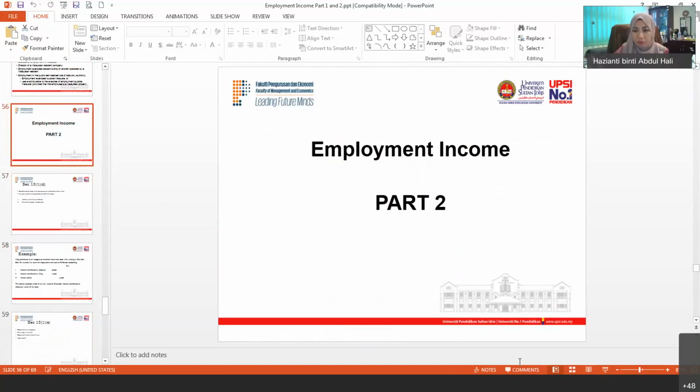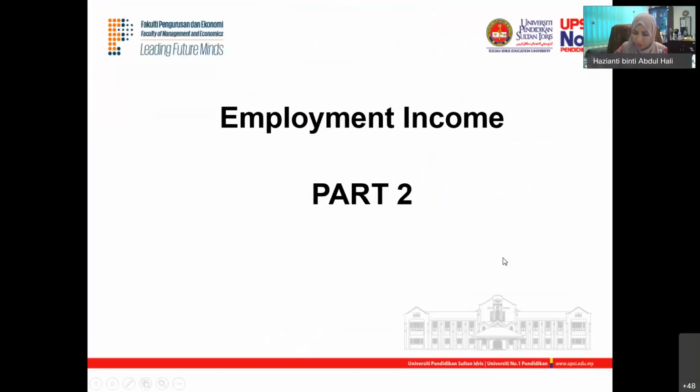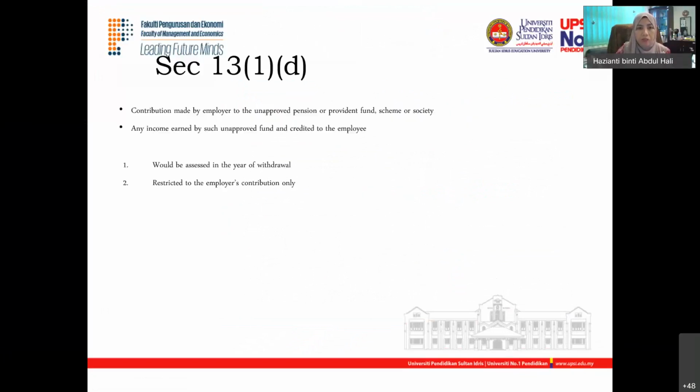Sikit je lagi, ada 10 slide je untuk this one. Alright, and for our part 2, because first part I've divided until 13(1)A, B and C. So we are going to look at 13(1)D now. 13(1)D is about contribution made by employer to an approved pension or provident fund, scheme or society. So any income earned by such unapproved fund and credited to the employee, this is unapproved, would be assessed in the year of withdrawal and restricted to employer's contribution only.